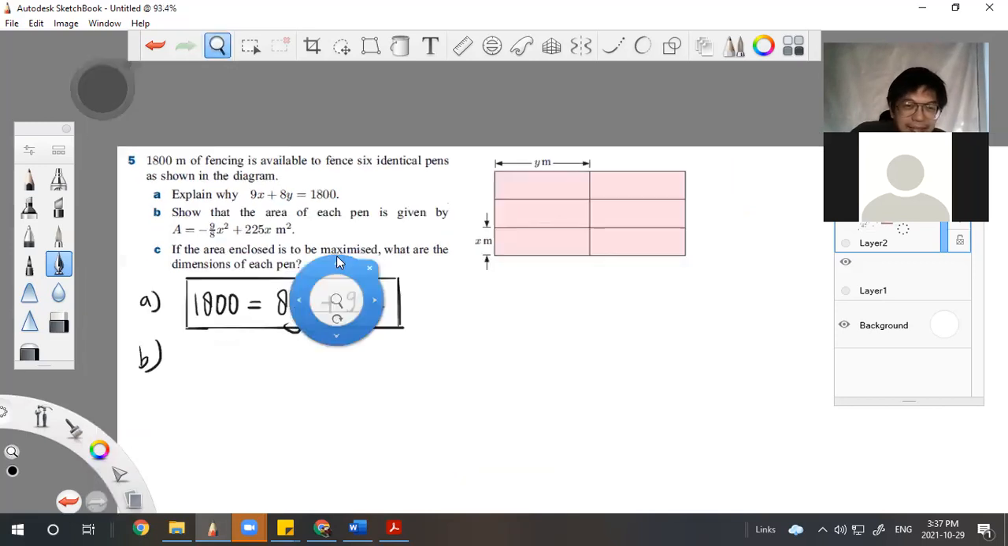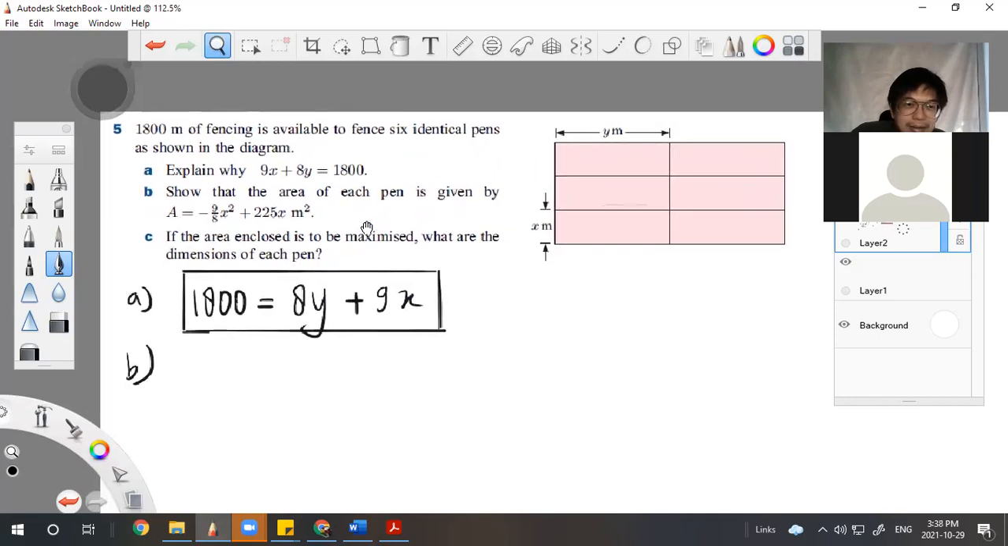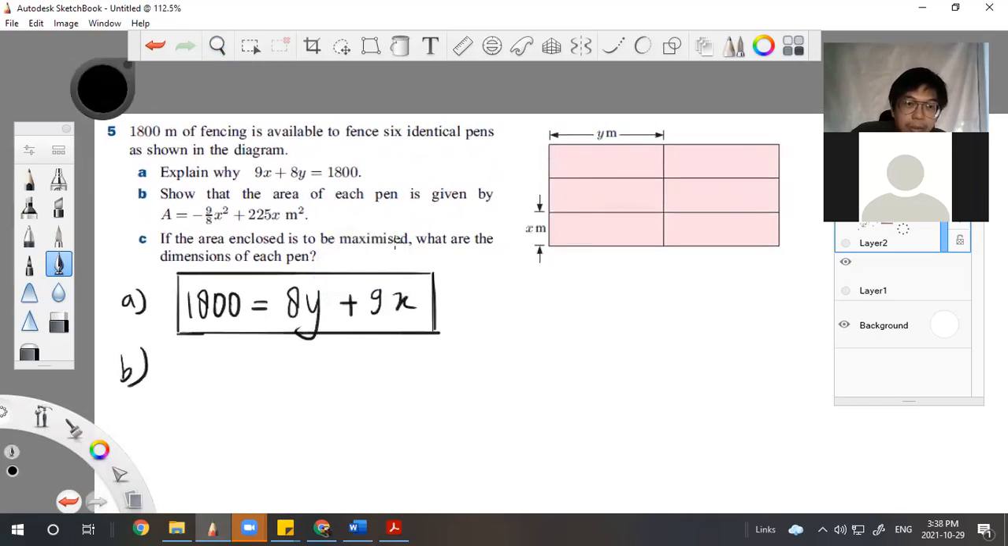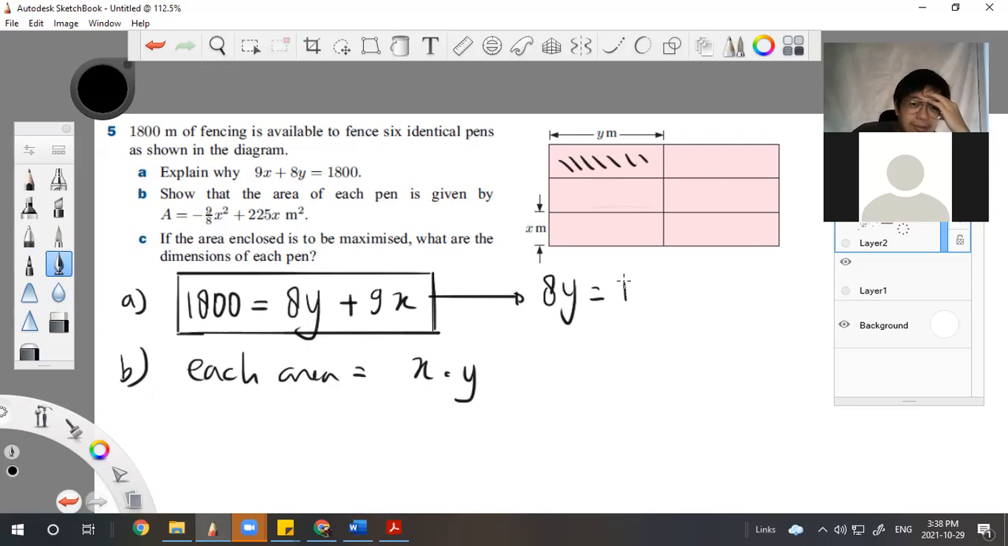Now show that the area of each pen is given by... Oh, it's supposed to be x times y, right? So each pen here, the area of each pen is equal to x times y. But they don't give you the y, so you just substitute the y, right? So 8y equals 1,800 minus 9x, right?